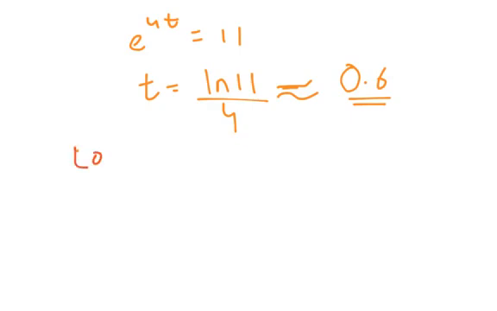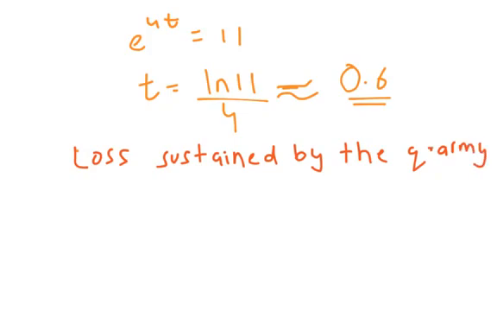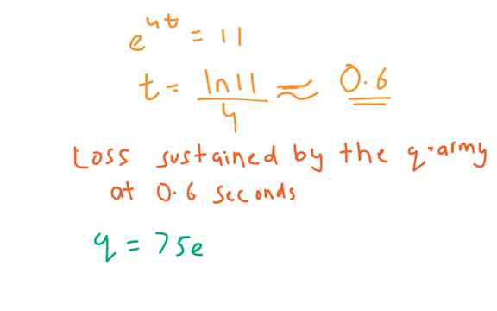Now we find the losses sustained by the Q army. Let me write it. Loss sustained by the Q army at 0.6 seconds. So that is very simple. What we have to do is, this is the equation we had for Q army, 75 e raised to 2t plus 825 e raised to minus 2t. We simply substitute t is equal to 0.6 in this equation, and we find the value of Q. So Q will approximately be 497.49, which, obviously we can't have people in fractions, so we'll round that off to 498.